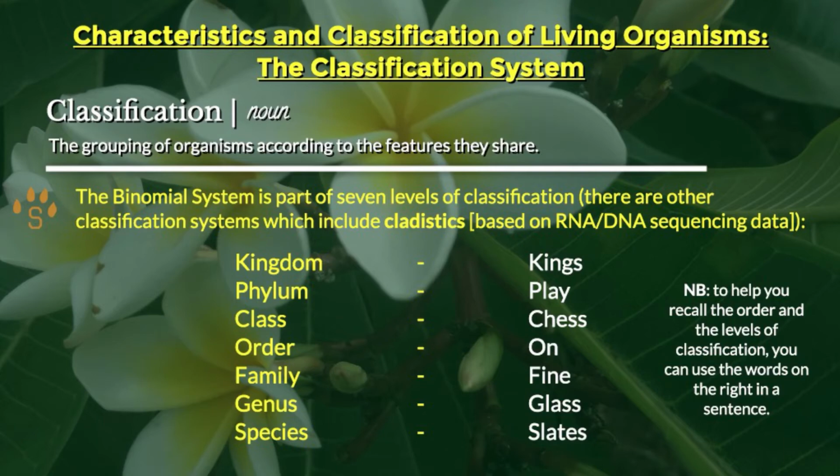If you look at the note which is at the far right, it says to help you recall the order and the levels of classification, you can use the words on the right in a sentence, the ones in white. The sentence will then say kings play chess on fine glass slates. So it will help you, just take the initials, and that will help you remember or recall the levels of classification, probably in your exam or when you want to use it.